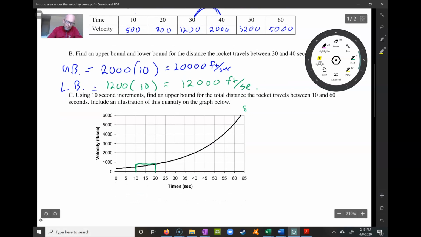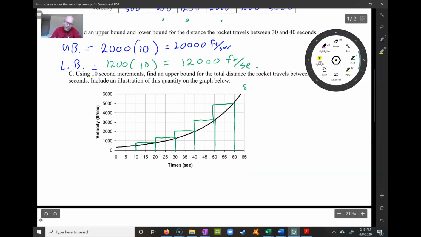The second interval is going to use the 1200 as my velocity. The third interval is going to use the 2000 as my velocity. So notice I'm here, here, and here. Fourth interval is going to use 3200 as my velocity, and the last interval is going to use 5000 as my velocity.